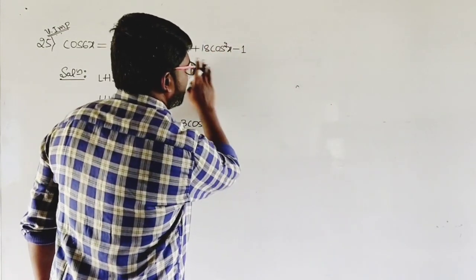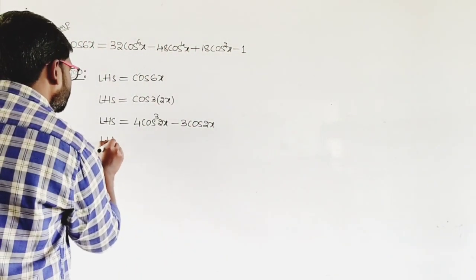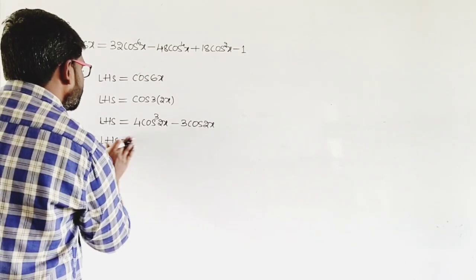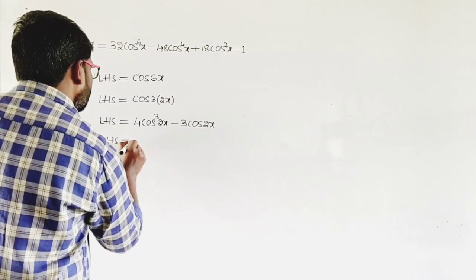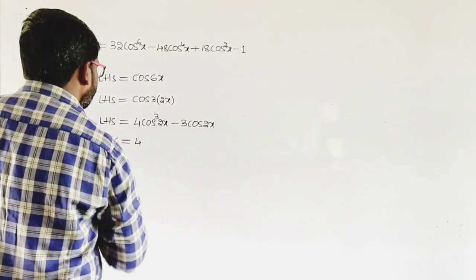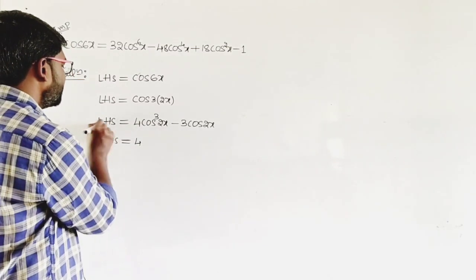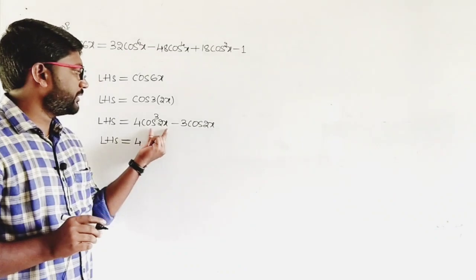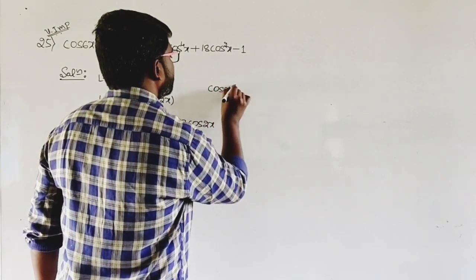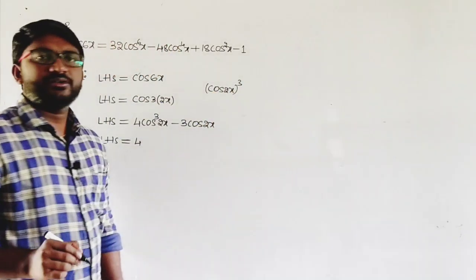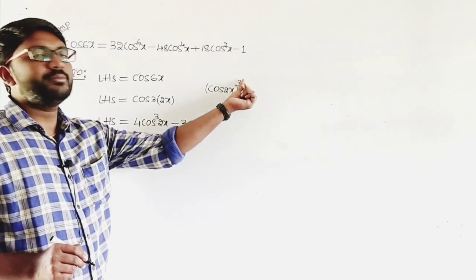So now see here in the next step, LHS is equal to 4, I will be writing it as it is. Then here we have cos cube 2x, that is nothing but cos 2x the whole cube. Then we can apply the cos 2x formula and then write cube as it is.